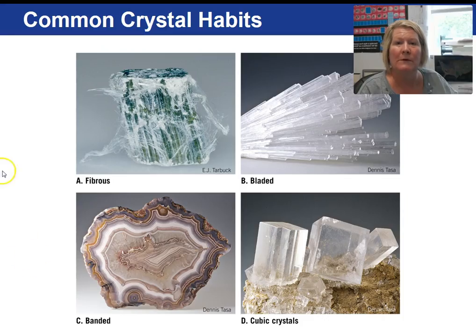Some additional crystal habits include fibrous. This is a variety of asbestos. Blades. Agates are banded. And then cubes is a common form as well.